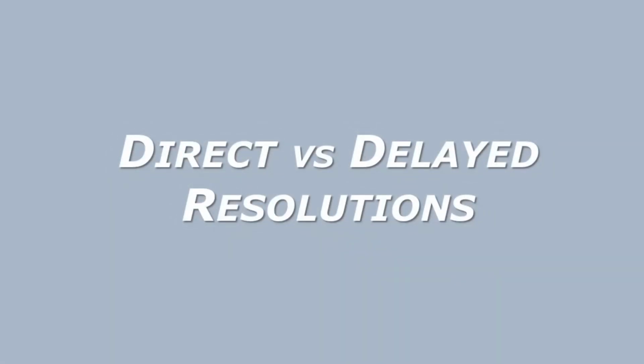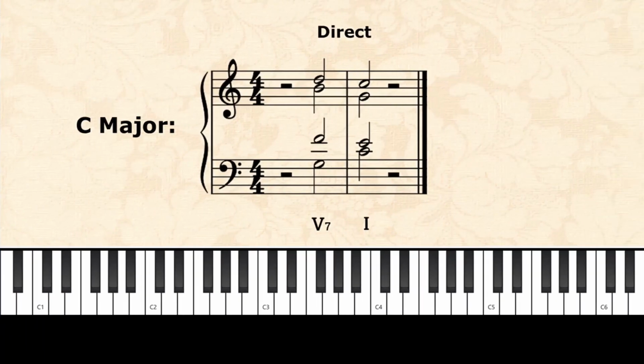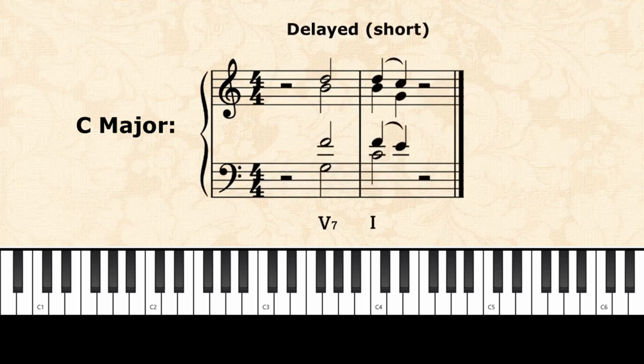Direct and delayed resolutions. So far, all the examples we've seen displayed direct resolutions of the dominant chord, meaning the tonic chord appears right away. But there was another common type of resolution, which is what I call delayed, in which the top voices of the dominant chord are maintained as suspensions during at least one beat after the resolution of the bass.